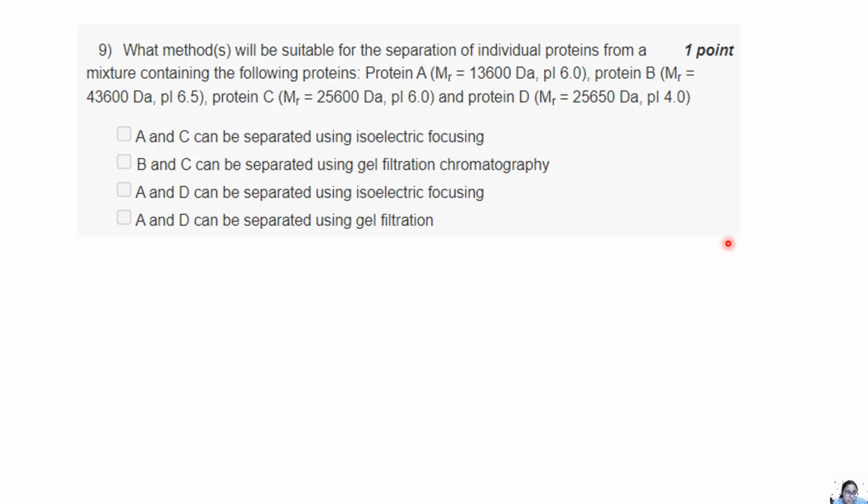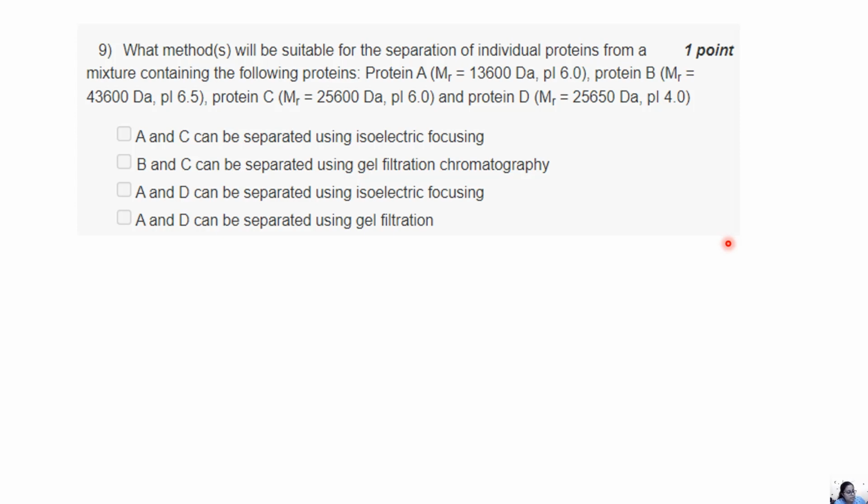The first option says A and C can be separated using isoelectric focusing. The second option says B and C can be separated using gel filtration chromatography. The third option says A and D can be separated using isoelectric focusing. And the fourth option says A and D can be separated using gel filtration. Which among these four options do you think is correct?